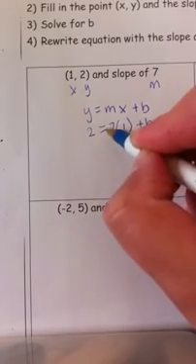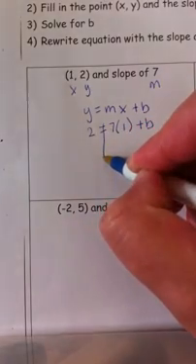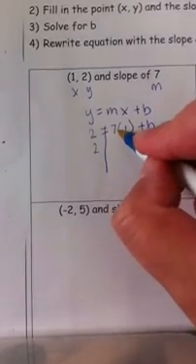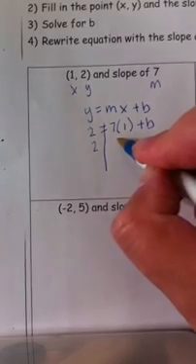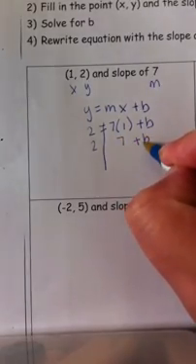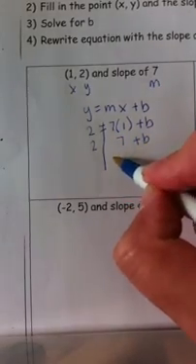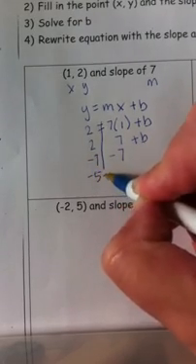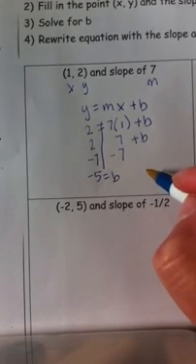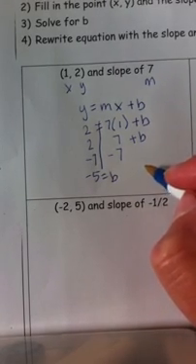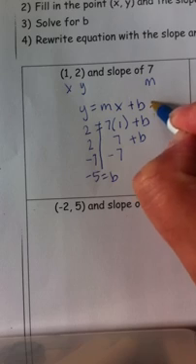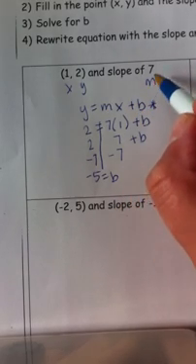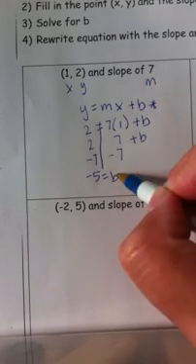So now we have an equation. So we can put a line down the equal sign, bring down the 2, 7 times 1 is 7, plus b. If I want to get the b by itself, I'm going to subtract 7 both sides, and I have -5 equals b. So now my goal is to rewrite the equation y equals mx plus b with the m and the b filled in. The m we were given, b we just found.